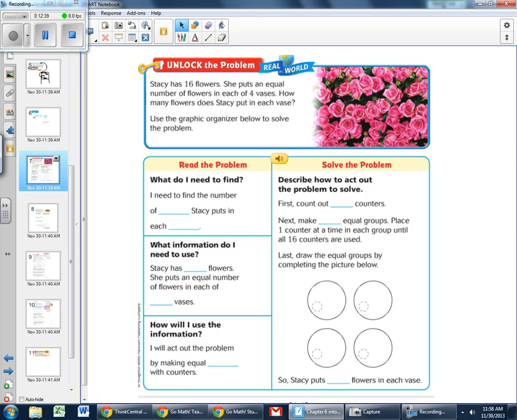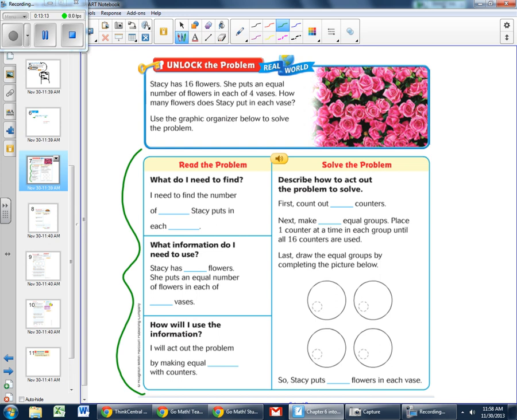Go ahead and get your name on the top of page 209. We're going to start by unlocking the problem like we do every lesson. Stacy has 16 flowers. She puts an equal number of flowers in each of 4 vases. How many flowers does Stacy put in each vase? Use the graphic organizer below to solve the problem. They're calling this entire thing down here their graphic organizer. So we're going to use this entire thing to fill it out. We're going to do it just a little bit different than they do. But first we're going to read the problem.